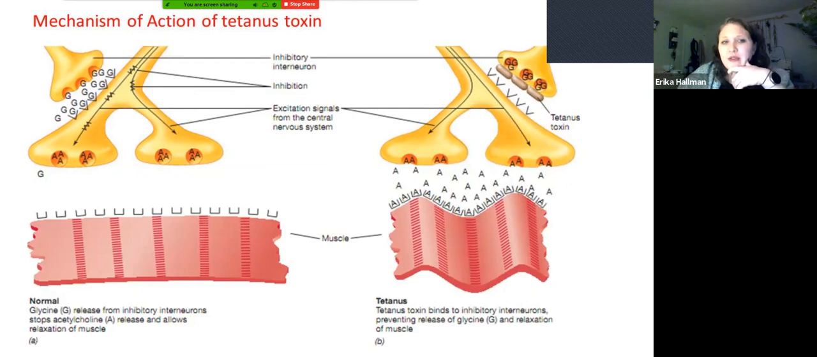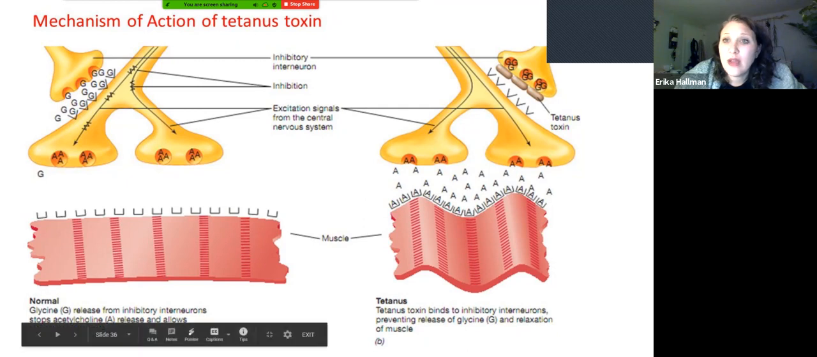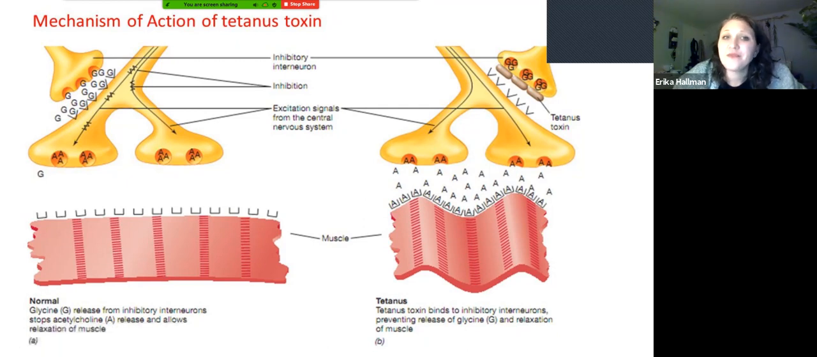Normally, in a normal muscle contraction, when we are finished with a contraction, we have a second neuron that releases this thing called glycine. And glycine is kind of like turning off the muscle. It says, all right, we've picked up the water bottle, we've done whatever motion we need to, now we need to stop. So that glycine is going to block the release of acetylcholine, and it's going to result in that muscle being able to extend and relax.